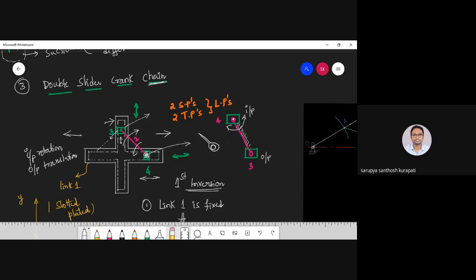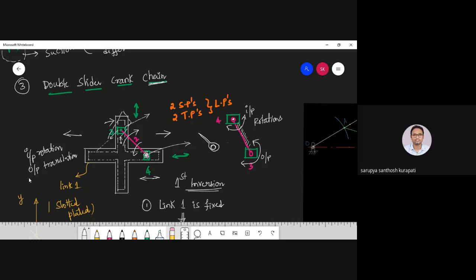So obviously my slotted plate, which is connected by a sliding pair to the slider, has only one option. What is it going to do? Rotate, sir. Yes, it starts rotating. When the slotted plate rotates, obviously the fourth link, which is connected to the slotted plate, is also going to rotate, because there is a turning pair only. Yes or no? So here my output is also going to rotate. So here my input and output are both rotations.